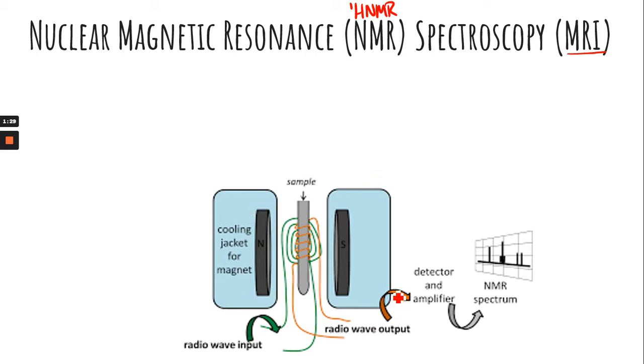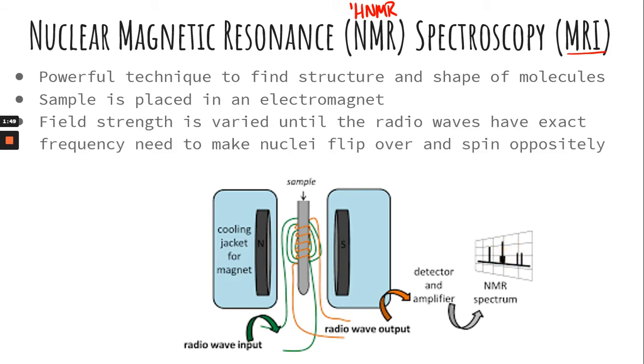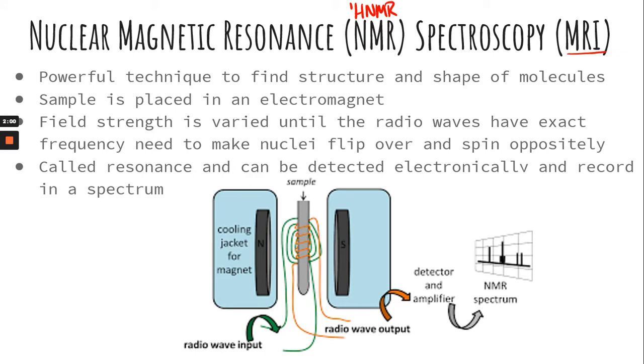Down here you can see what the machine would look like. You have magnets, you put the sample in there, radio waves come in and out, and then it produces our spectrum. It's a powerful technique. It helps us find the structure and the shape of the molecule. The sample is placed in that electromagnet. The field strength varies until the radio waves have the exact frequency needed to make that proton and the hydrogen flip and spin. It's called resonance and can be detected electronically and recorded on the spectrum.